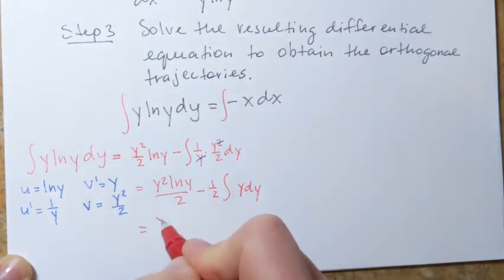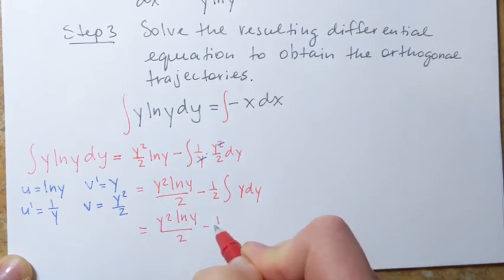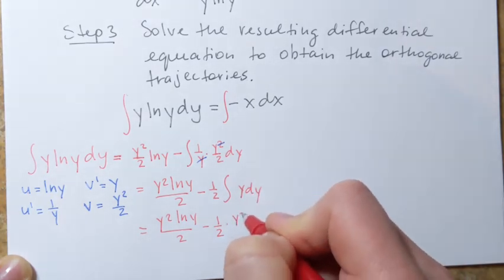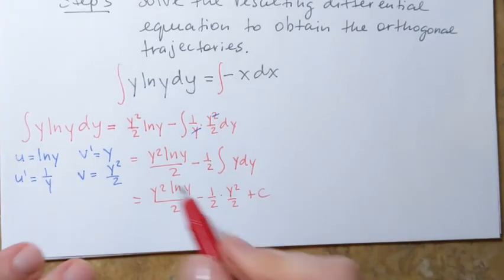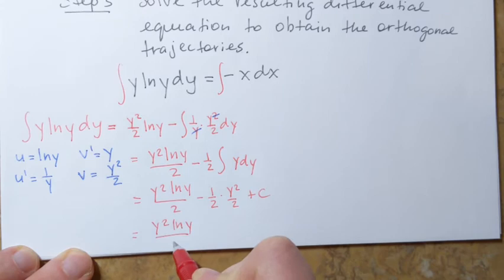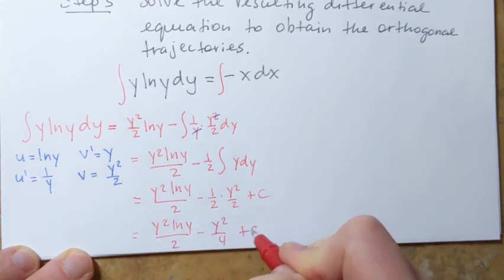Okay, y squared ln of y over 2 minus 1/2 times the antiderivative for the integral of y, which is y squared over 2 plus c. We can put the constant here. And that is y squared ln of y over 2 minus y squared over 4 plus c.